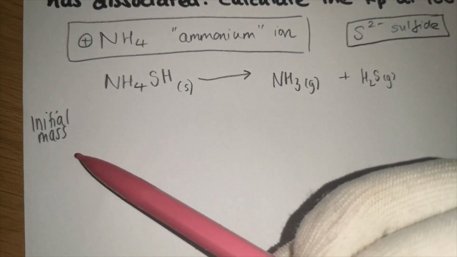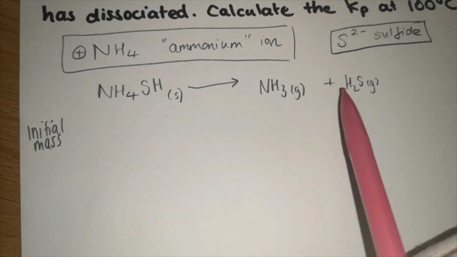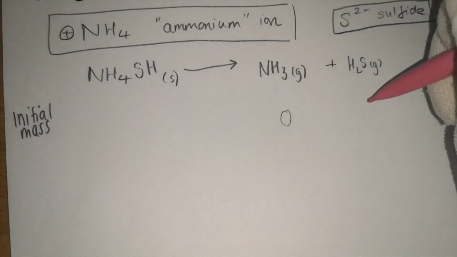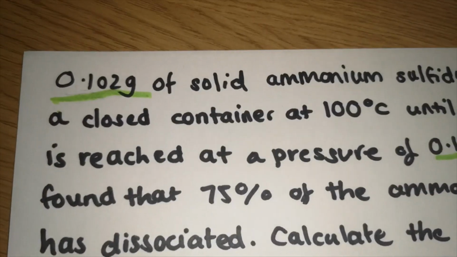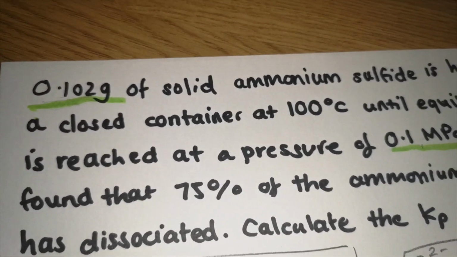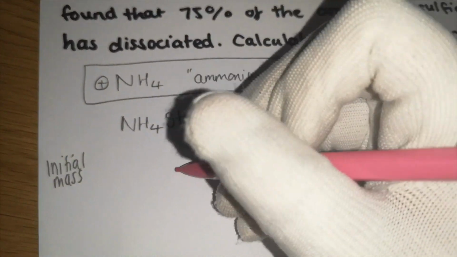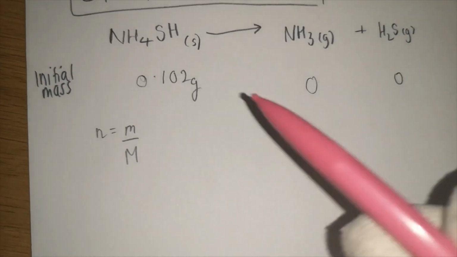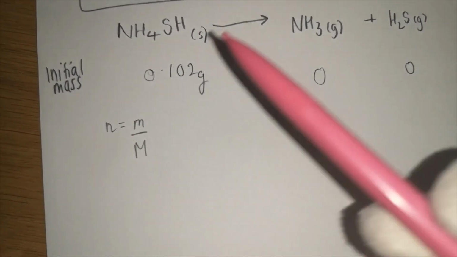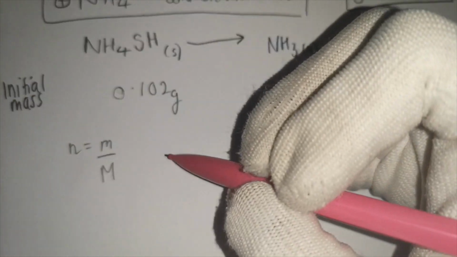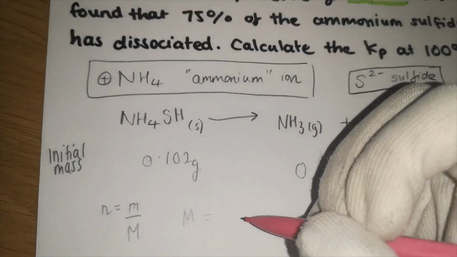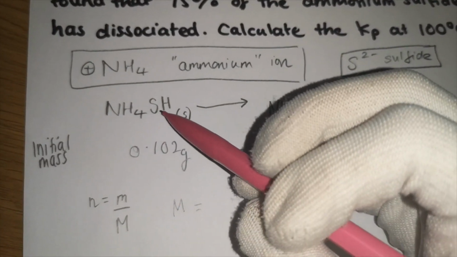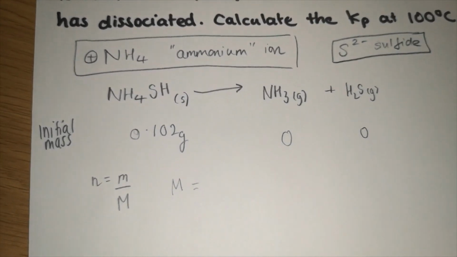The first row we will construct will be the initial masses. Since these are products, they have no mass initially. We were told in the question the initial mass of the solid ammonium sulfide is 0.102 grams. I mentioned that we need to convert this mass into moles using our equation number of moles is equal to mass over molar mass. To work out the molar mass, we must refer to the periodic table to find the molecular weights of each of the atoms in the molecule.